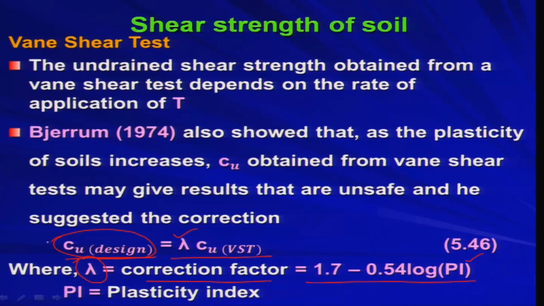So, Cu design is equal to lambda into Cu obtained from the vane shear test. This is your actual Cu multiplied by lambda, which will give you the design value of Cu. This is the correction Bjerrum has proposed. Otherwise, if you do not do this correction, whatever Cu you get will be a little bit unsafe, that means it will be overestimating the strength, which is not actually available in the soil.